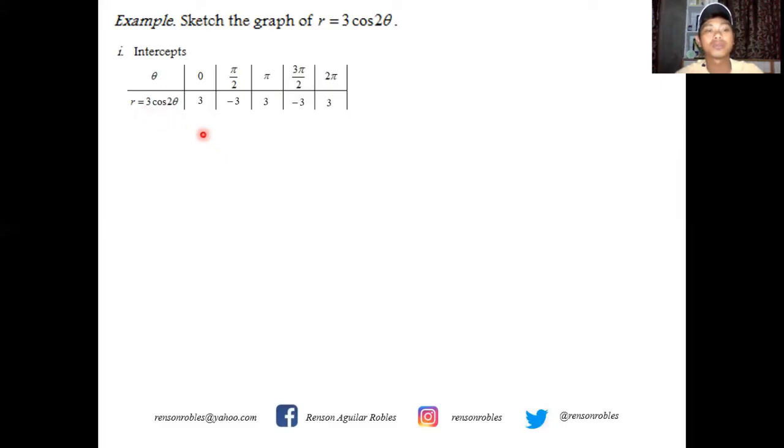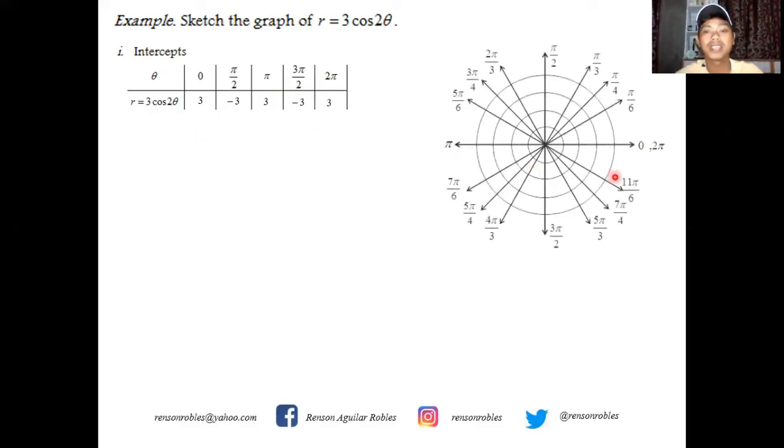And then we want to trace these points on the polar coordinate paper. Say you have 3, 0. This is the point 3, 0. The next, negative 3 at pi over 2. This is pi over 2, and then the radius vector is negative 3, so you trace it on the opposite angle. 1, 2, 3. So that's the point negative 3, pi over 2. And the next, 3 pi.